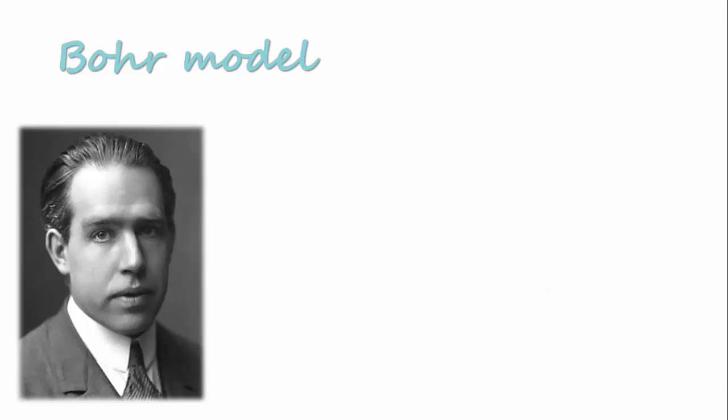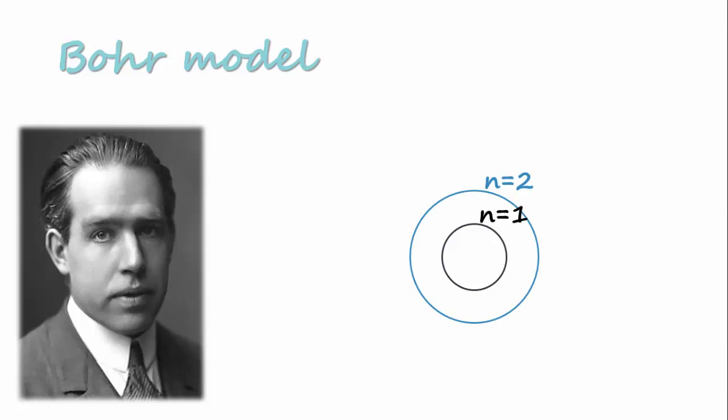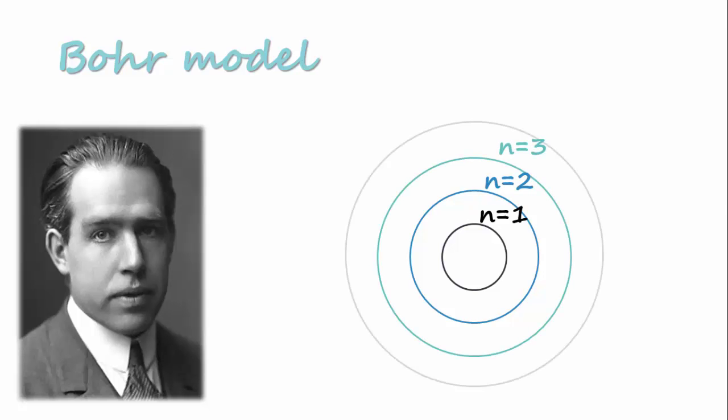These orbits are also called energy levels or energy shells. The lowest level is located nearest to the nucleus, labeled as n equals 1. As the level increases, the distance from the nucleus increases as well.